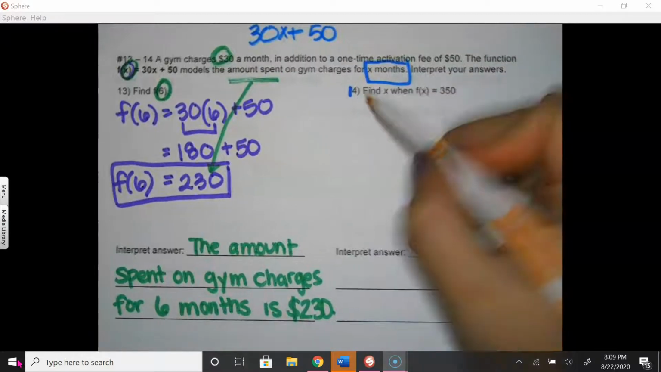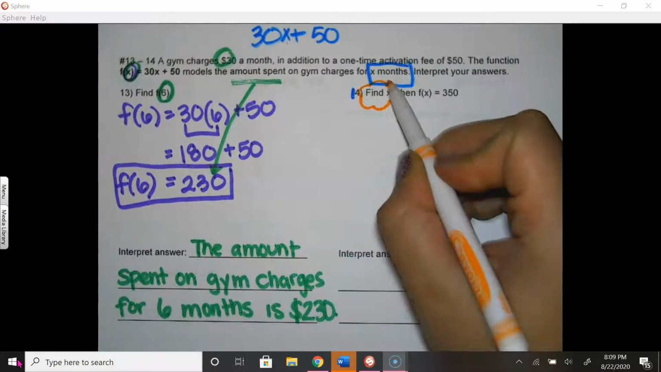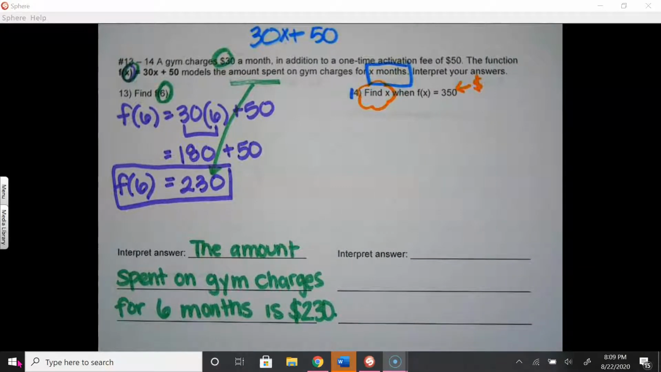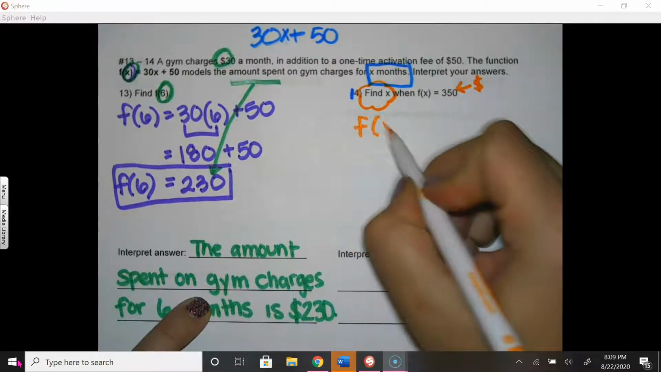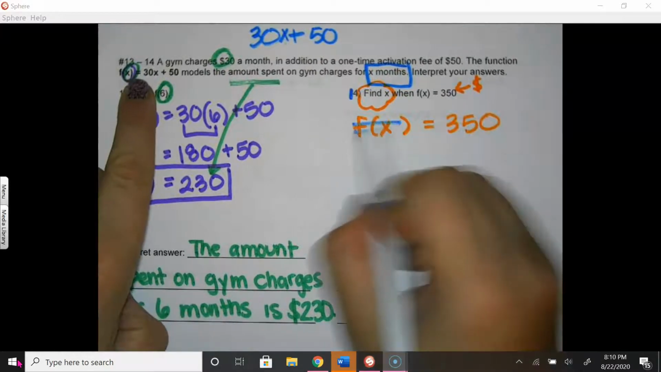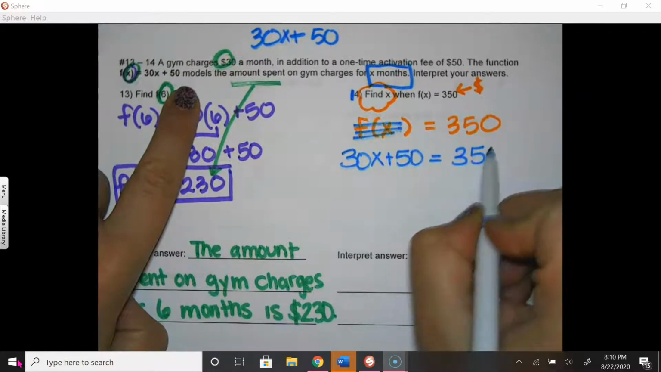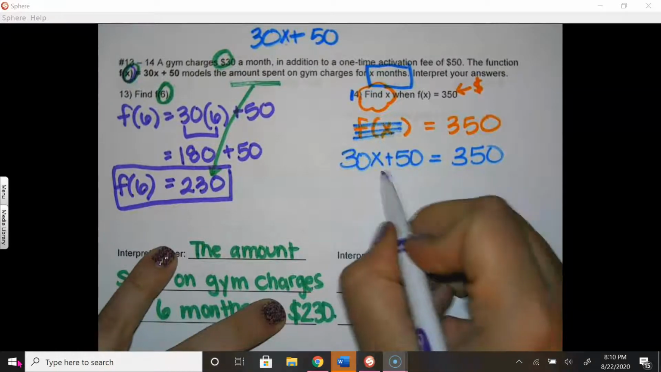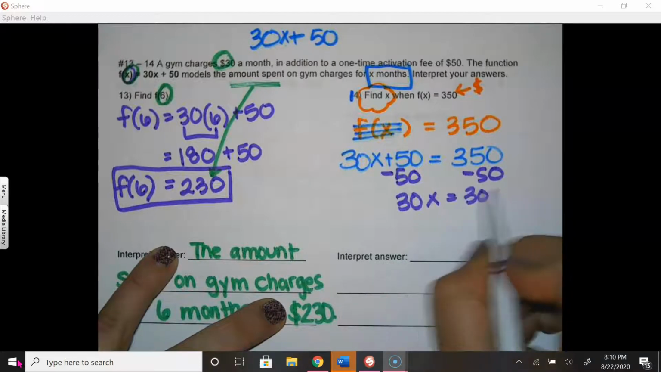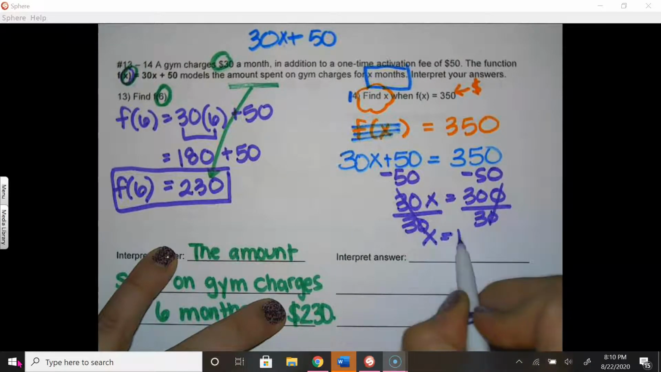Okay, then we have find x. This time we're finding x, so we're finding the months. If we're finding the months, then this happens to be the amount spent. So f of x equals 350 is what they gave us, and f of x is 30x plus 50. To find x, we solve this equation. Subtract 50 from both sides, and then divide both sides by 30. And we get x equals 10.